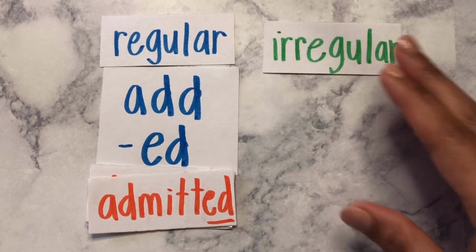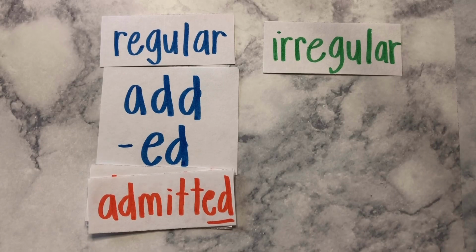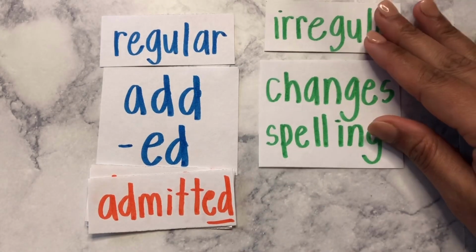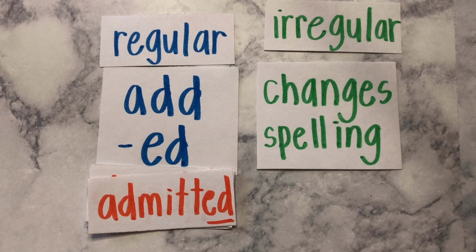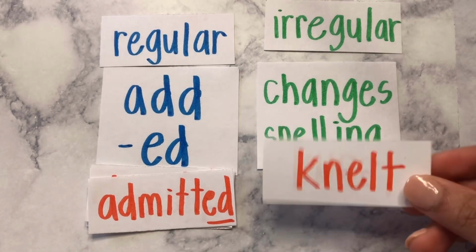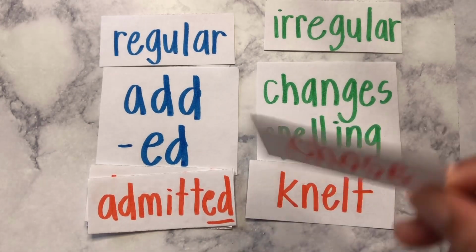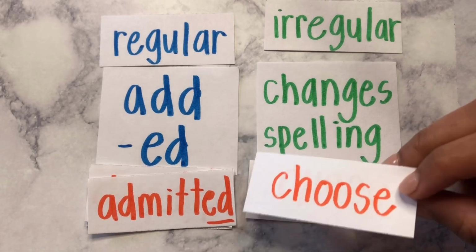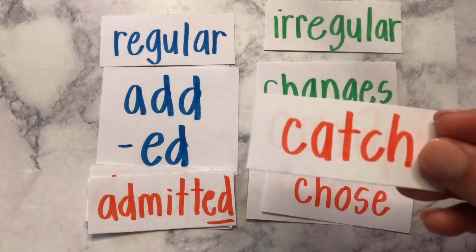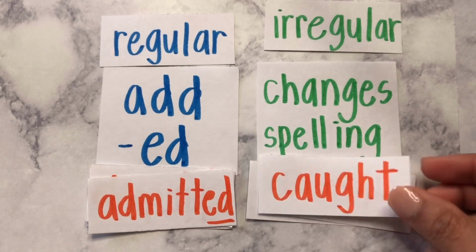Irregular verbs are verbs that change the spelling to indicate it is past tense. For example, kneel would be knelt. Chose is the past tense for choose, and to catch something, we caught something.